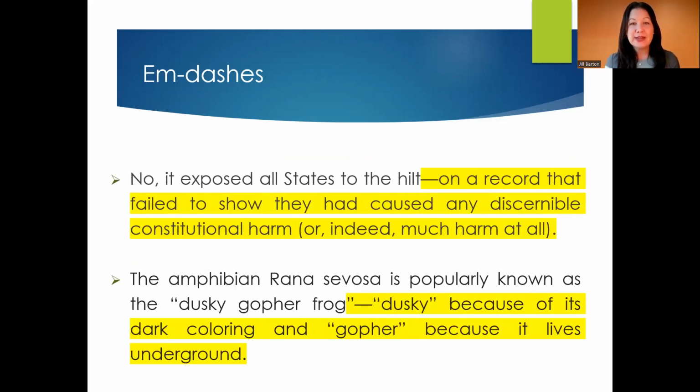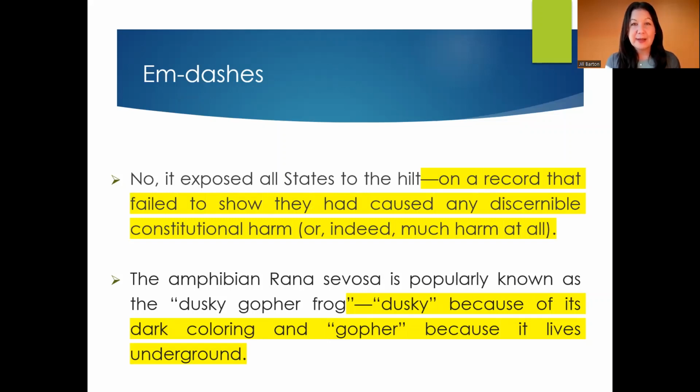We can also use em dashes at the end of a sentence. So you see in these examples, there is just one single em dash because it's setting off information at the end of the sentence. This first example is also from Justice Kagan, and you can see this is a much longer em dash phrase that finishes the sentence with a period at the end.